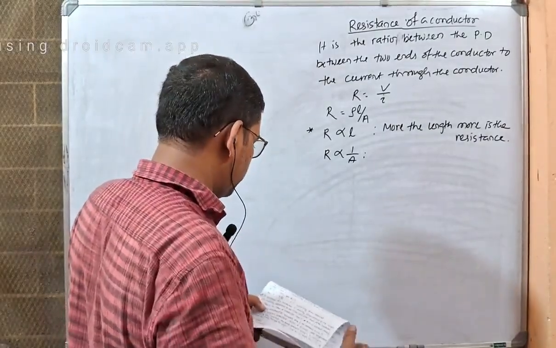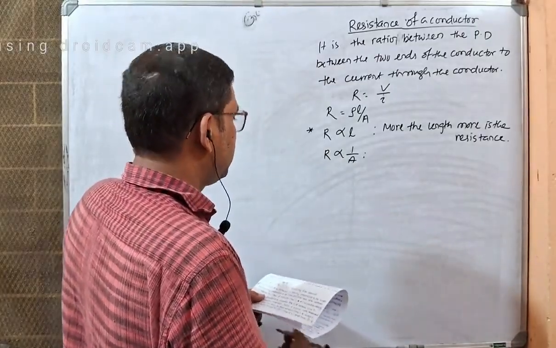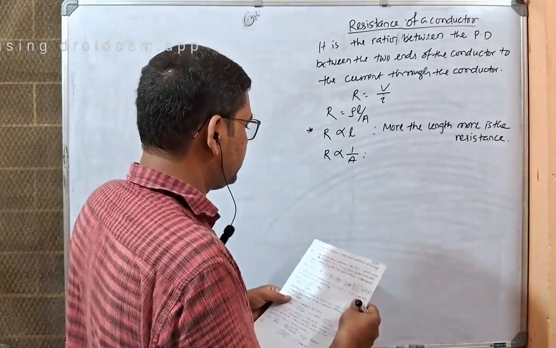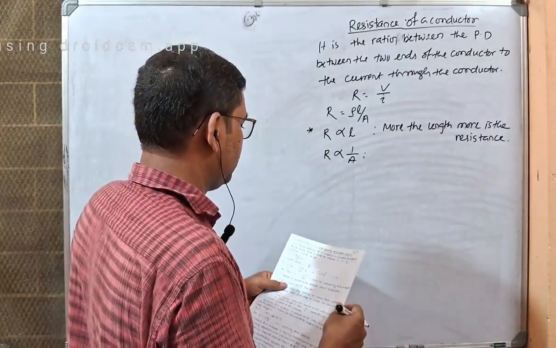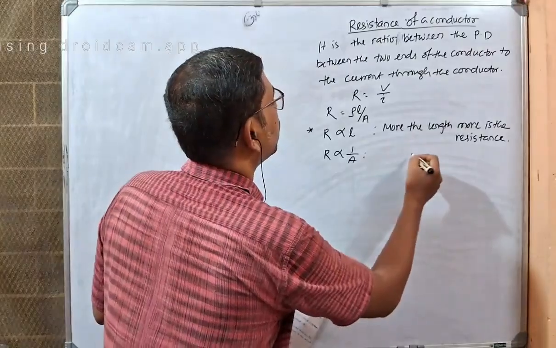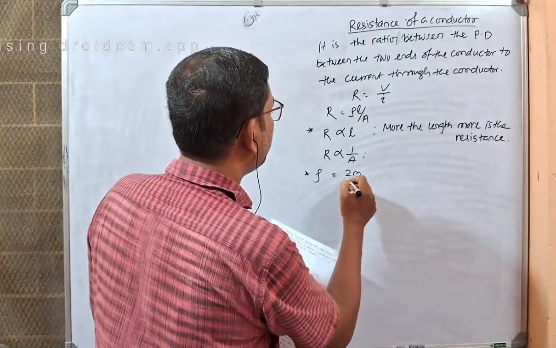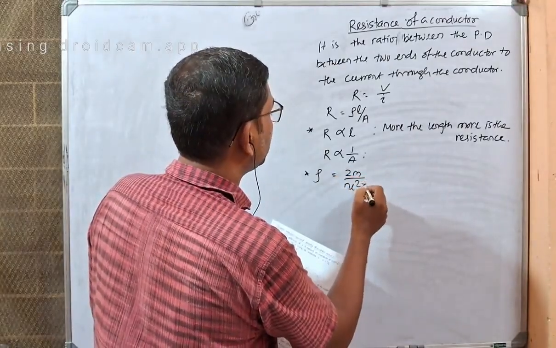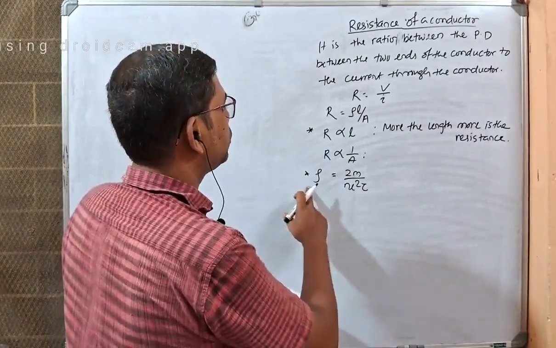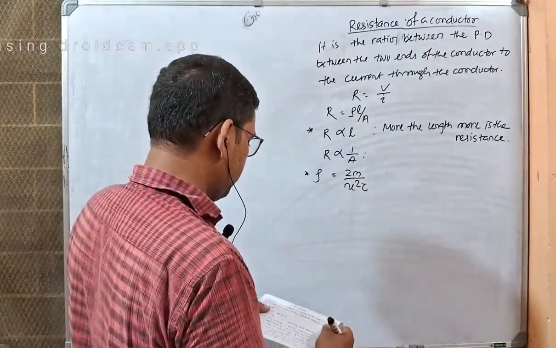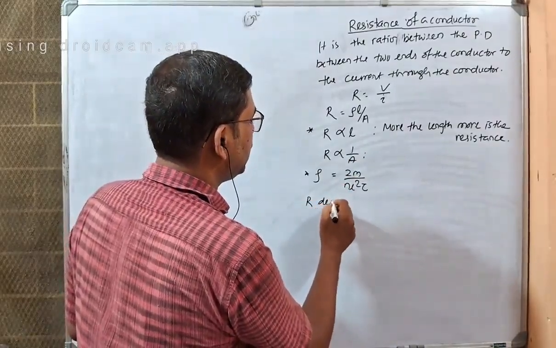Resistance is also proportional to temperature. And it also depends on what we have written before, there is a relation. What is that? We have written rho is equal to 2m by n e square tau. That means resistance also depends on the nature of the material.